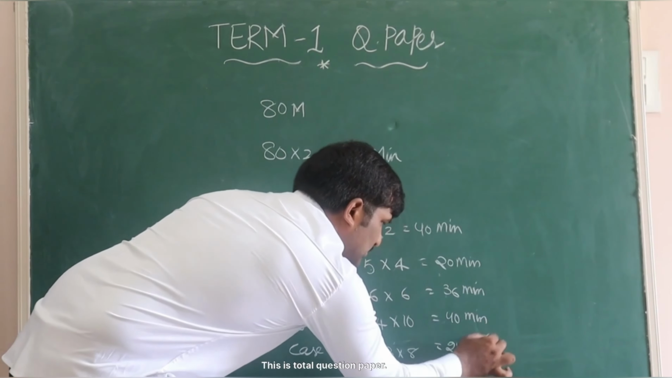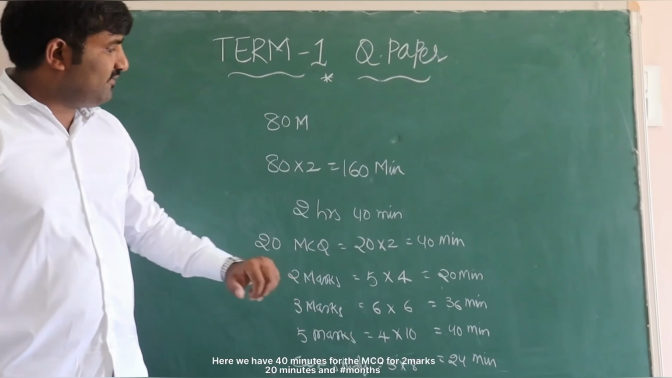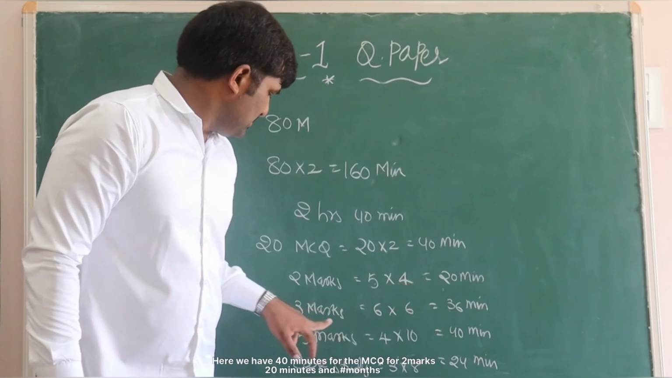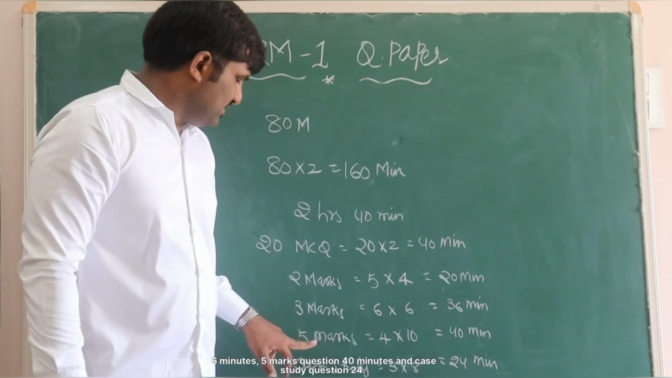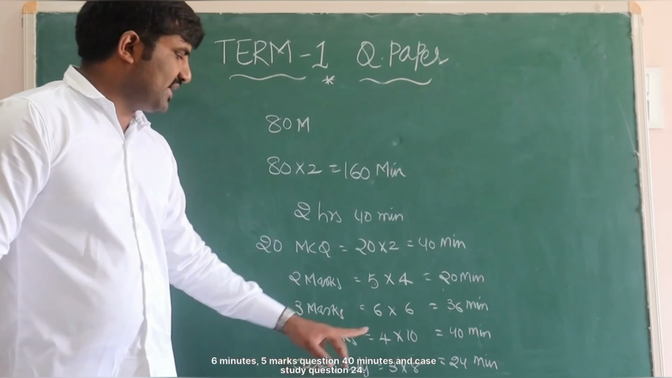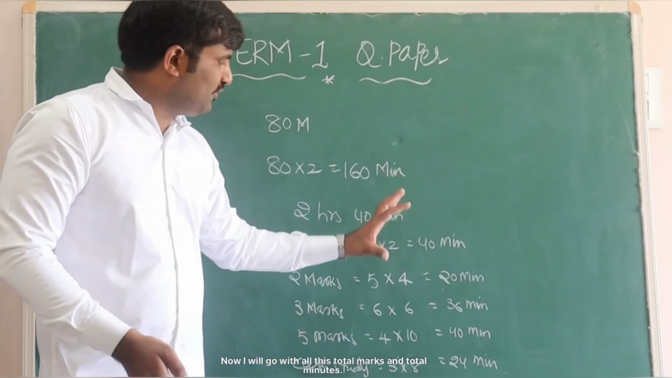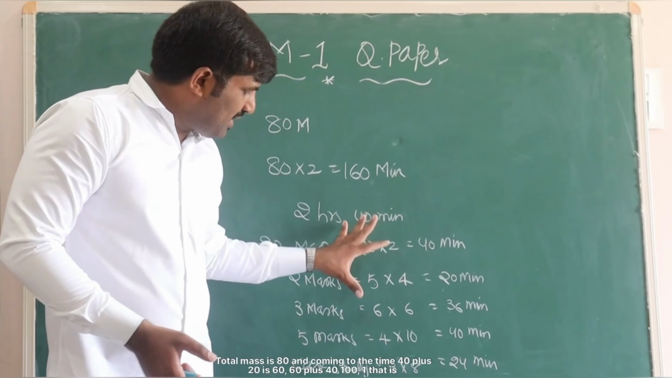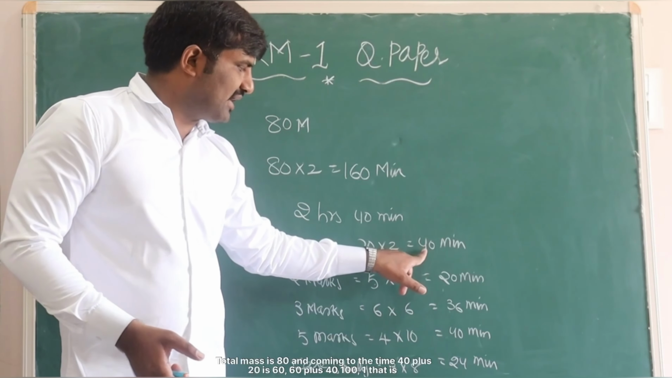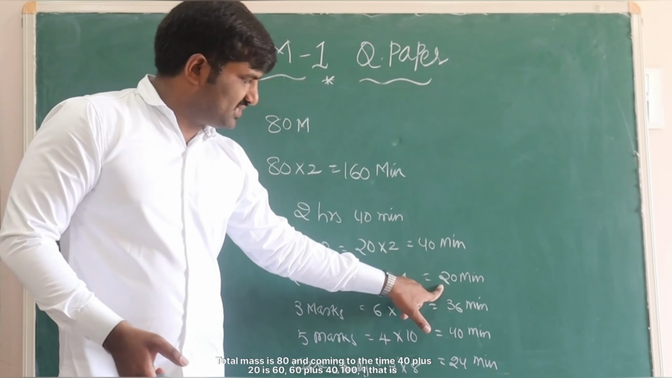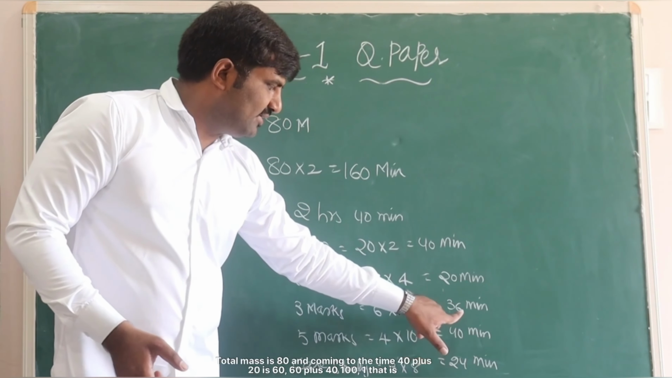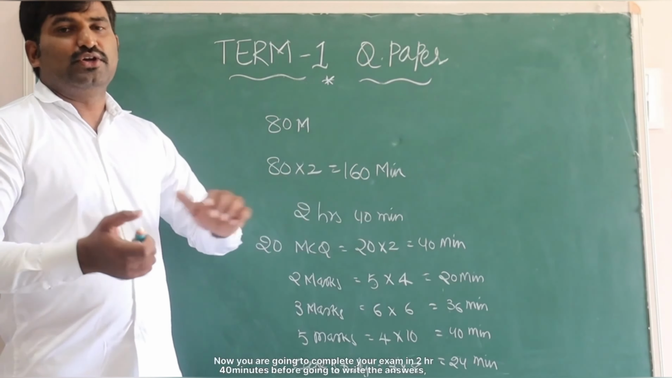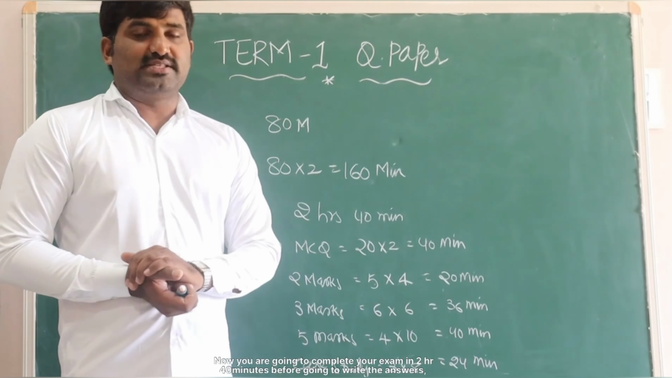This is the total question paper. We have 40 minutes for the MCQs, 20 minutes for 2 marks questions, 36 minutes for 3 marks questions, 40 minutes for 5 marks questions, and 24 minutes for case study questions. The total marks is 80, and coming to the time, 40 plus 20 is 60, 60 plus 36 is 96, plus 40 is 136, and 24 more. It's 160 minutes.